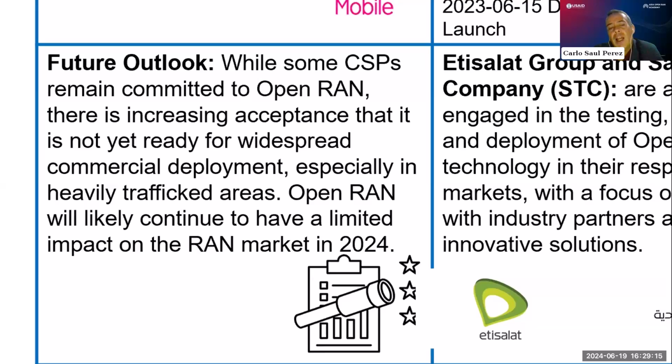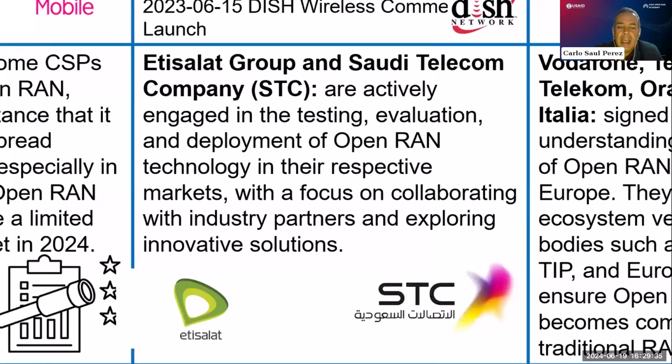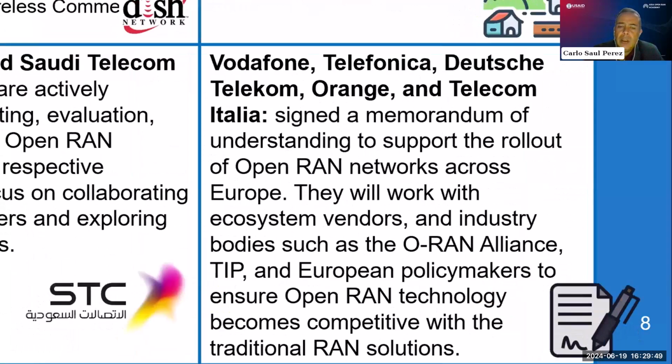So in that way, for example, in rural areas where it's very difficult or very expensive to deploy a solution, one player is responsible for deploying the hardware and they share the operation between different operators, so different operators can have services in that area. Also, Etisalat and STC, a Saudi telecom company, are testing, evaluating, and deploying Open RAN in their areas. There is also a very interesting agreement, as you can see here, between Vodafone, Telefonica, Deutsche Telekom, Orange, and Telecom Italia. They have signed a memorandum of understanding to support the Open RAN rollout in different areas in Europe.